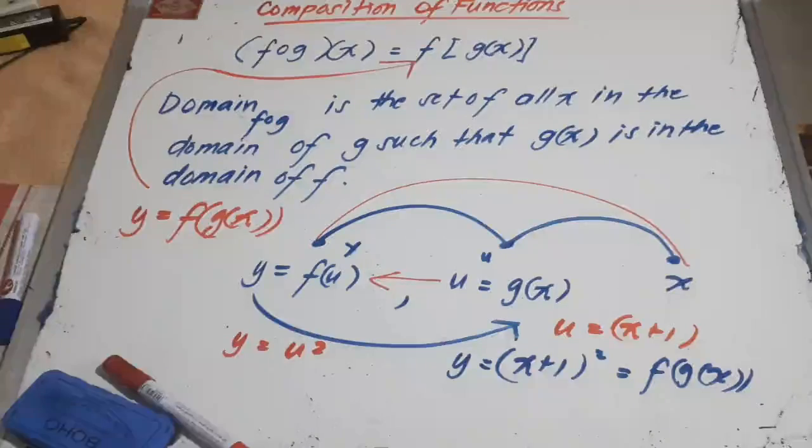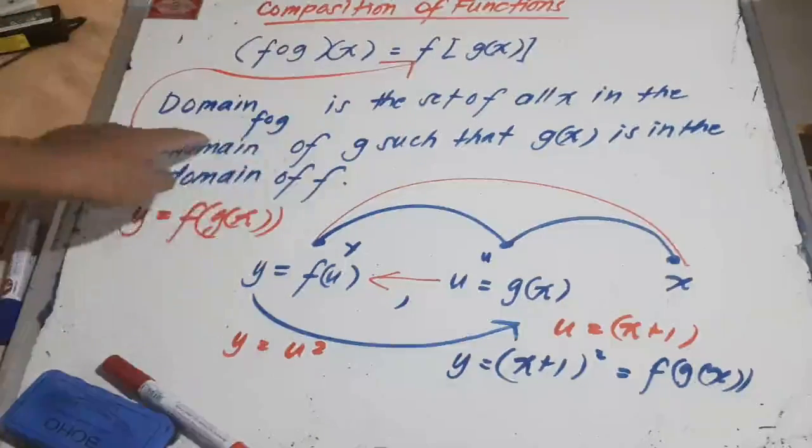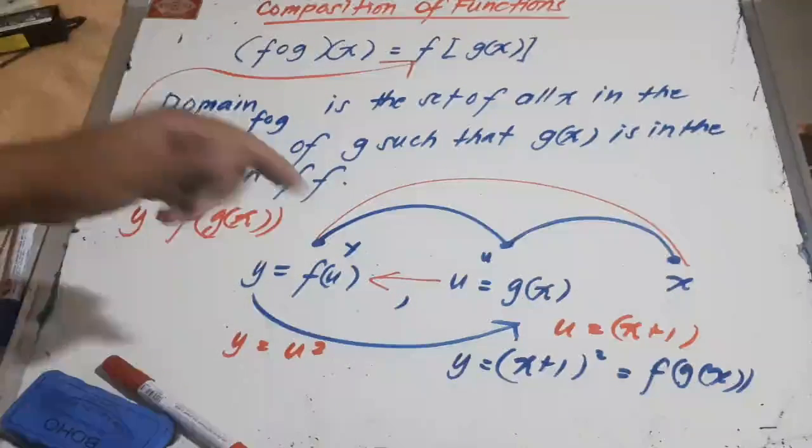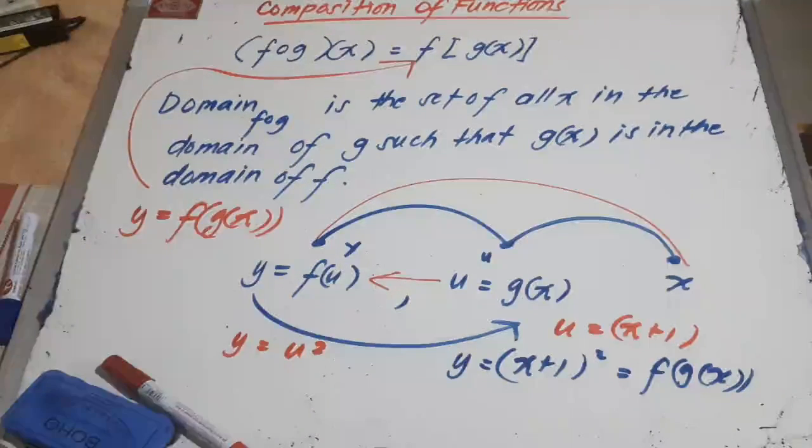And when it comes to the domain of this composite function, it is just the set of all x in the domain of g such that g of x is in the domain of f. Medyo confusing on how we're going to get the domain of this composite function. But when I give you an example, there are steps to be followed for us to determine the domain of this composite function. So I'm just going to explain all of this by giving an example in finding the domain of this composite function.